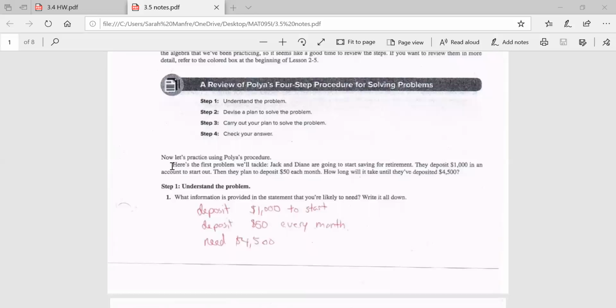All right, so we have this first problem, and it says Jack and Diane are going to start saving for retirement. They deposit $1,000 in an account to start out, and then they plan to deposit $50 every month. So how long will it take until they have deposited $4,500?